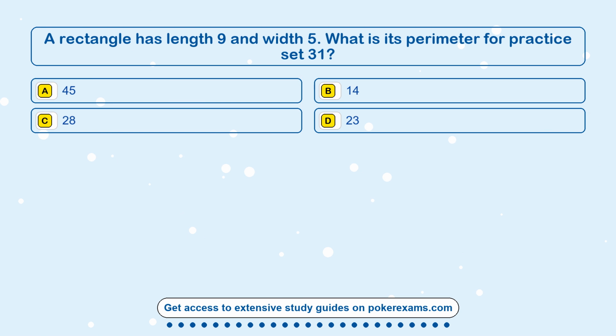Question 17. A rectangle has length 9 and width 5. What is its perimeter for practice set 31? Option A 45. Option B 14. Option C 28. Option D 23.